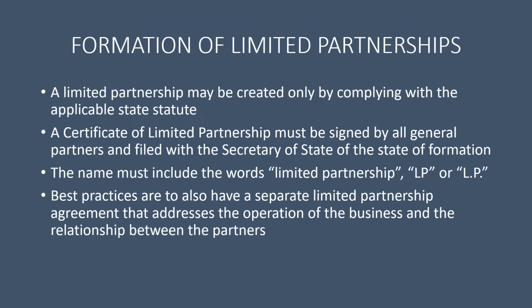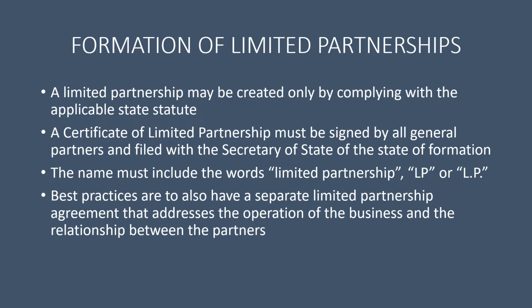How are limited partnerships formed? A limited partnership, like a limited liability company, is a creature of state law, and it can only be formed by complying with the law of the state in which it is formed. Generally speaking, a limited partnership is formed when a certificate of limited partnership is signed by all of the general partners and then filed with the Secretary of State of the state in which the company is being formed.